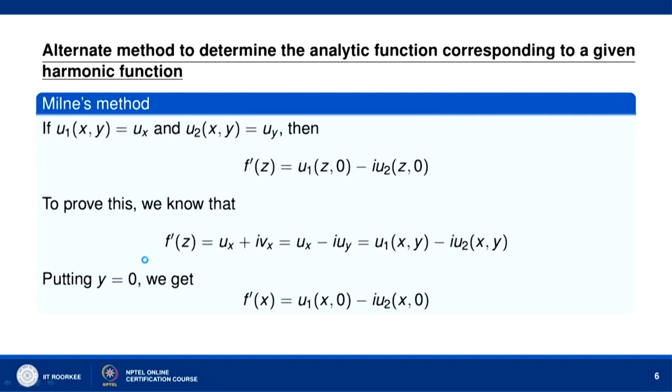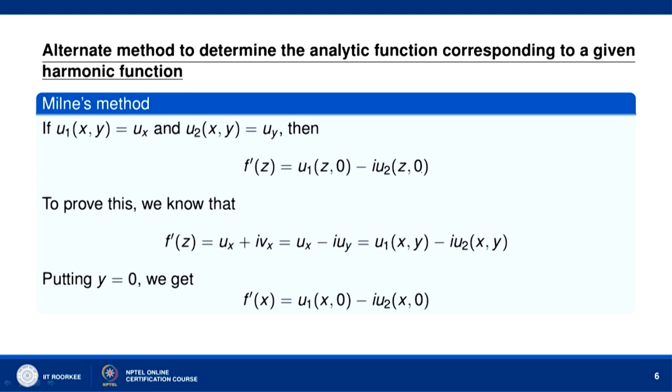Now, there is an alternate method to determine the analytic function corresponding to a given harmonic function. It is known as Milne's method. Suppose we denote the partial derivative of u with respect to x by the function u1(x, y), and the partial derivative of u with respect to y by another function u2(x, y). Then f'(z) is given by u1(z, 0) minus i times u2(z, 0). This is the formula to determine the analytic function f(z).